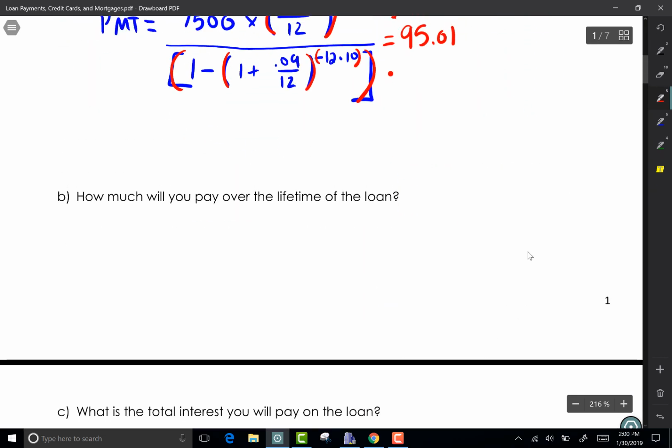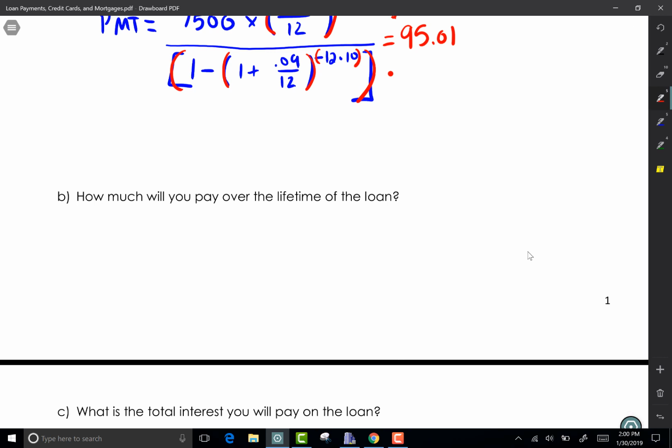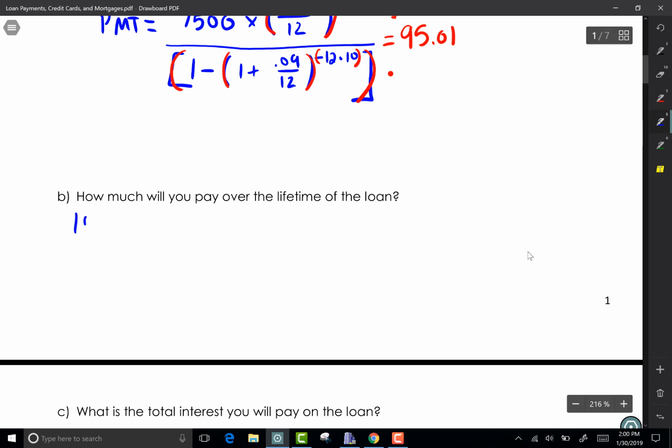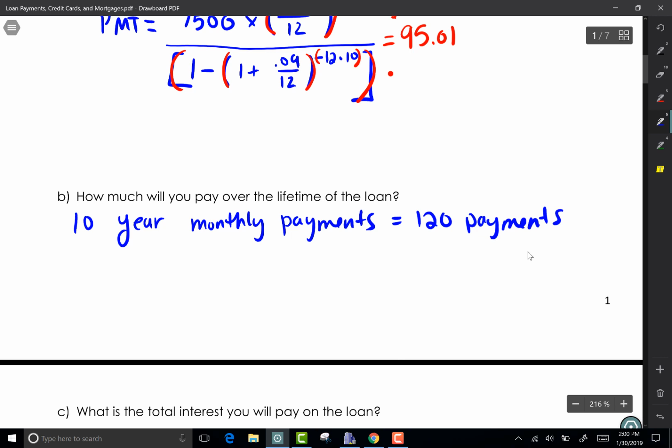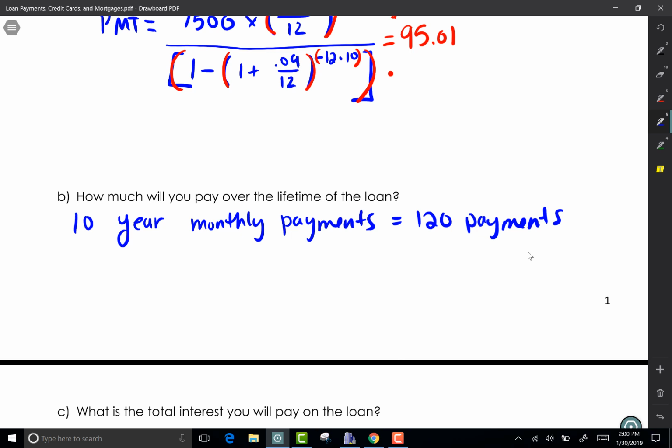Okay, the second part of the question says, how much will you pay over the lifetime of the loan? Well, the amount of money I pay back is going to be the number of my payments times $95.01. Because this is 10 years with monthly payments, that means I'm going to have 120 payments. So that means I'm going to pay $95.01 120 times to pay off my loan.